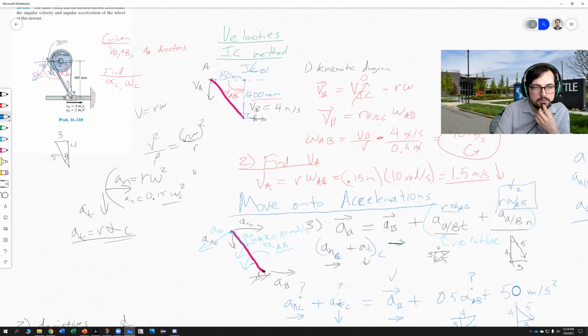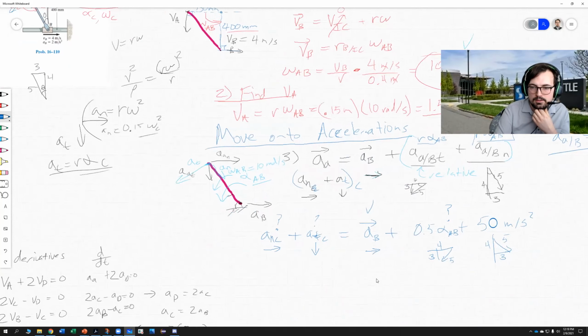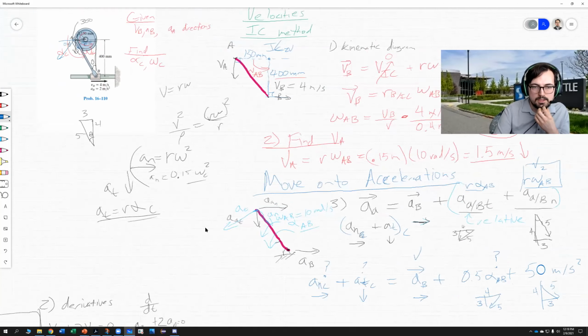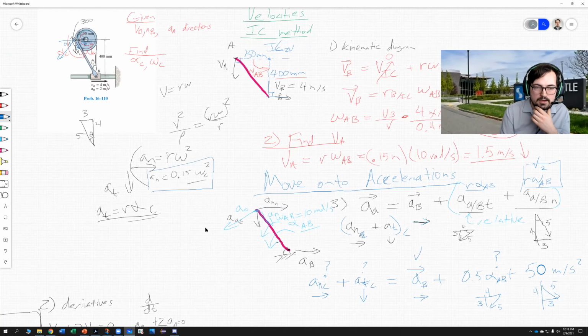So we're missing something important here. If I look at this, I've got 3 unknowns. I'm missing a velocity. Let's see if I can simplify this a little bit. What I'm missing here is this velocity, omega c. I'm looking at that and going, I missed something here. This is an important detail. I need to get that omega c.